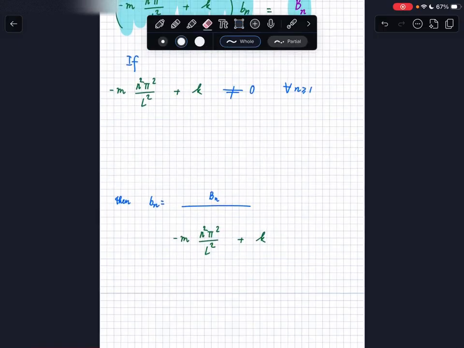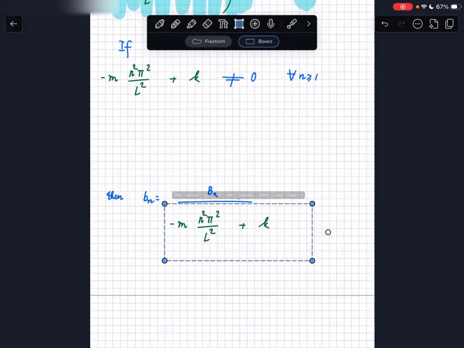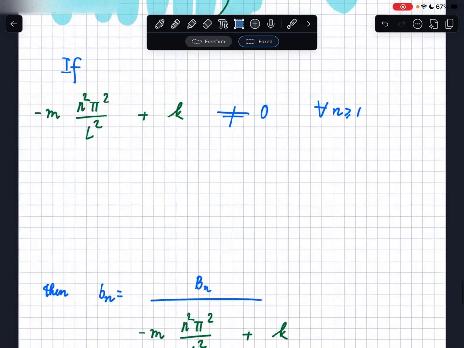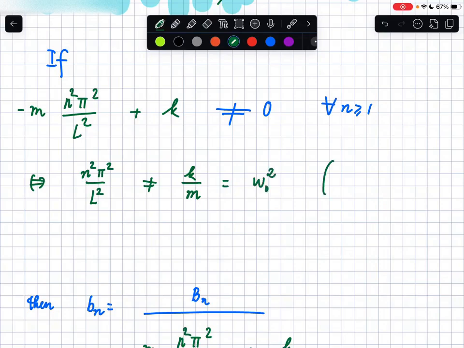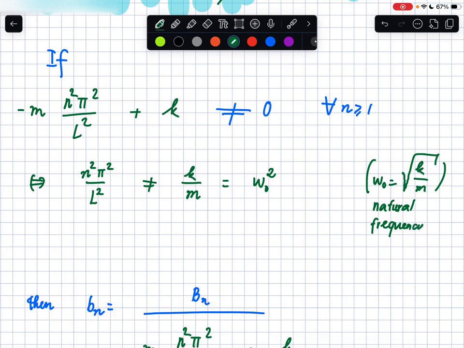So now let's see the condition we have. So this condition is equivalent to n square pi square over L square is different from k over m. Remember that k over m is the natural frequency of the system squared, right? Recall that we have omega naught, square root of k over m, the natural frequency of the system.